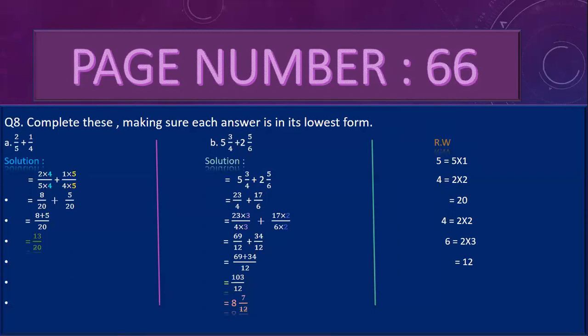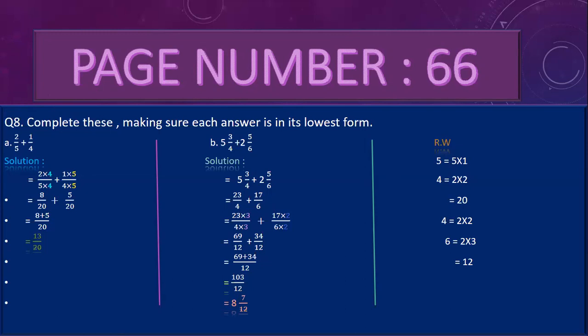Yes, 5 whole number 3 over 4, after simplifying, is 23 over 4, and 2 whole number 5 over 6, after simplifying, is 17 over 6. Now both denominators are different, 4 and 6, and the LCM of 4 and 6 is 12. So what will we do? We make both denominators 12, multiplying 4 with 3 and 6 with 2. The first fraction will be multiplied with 3 and the second fraction will be multiplied with 2. 69 over 12 plus 34 over 12.